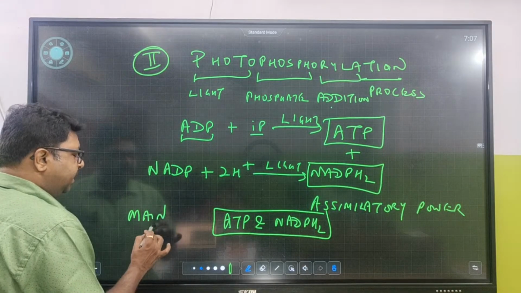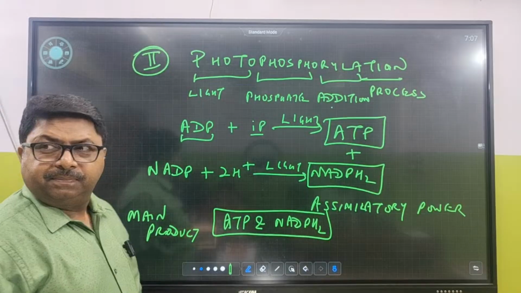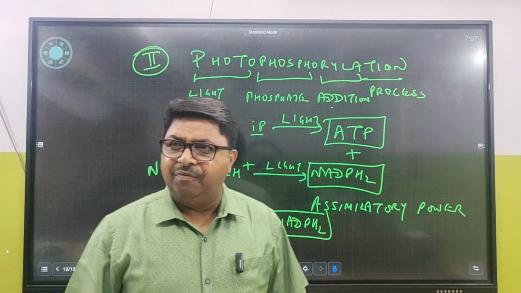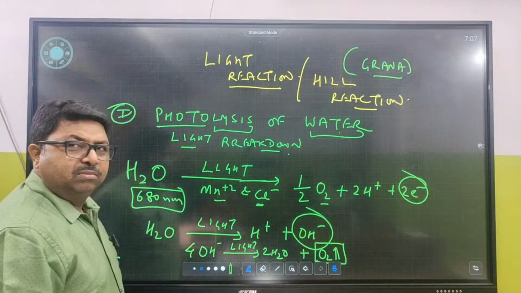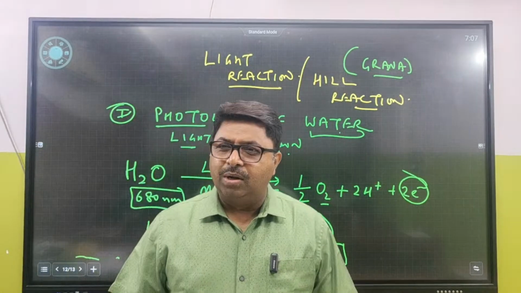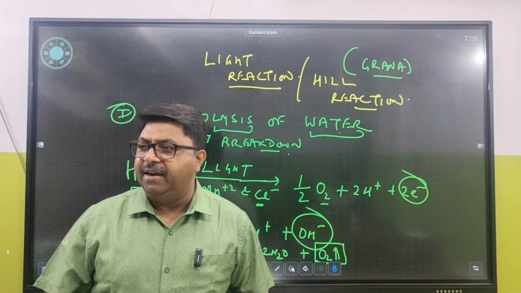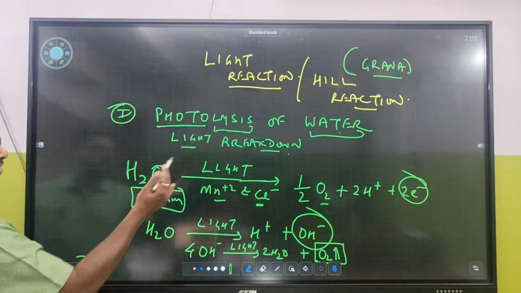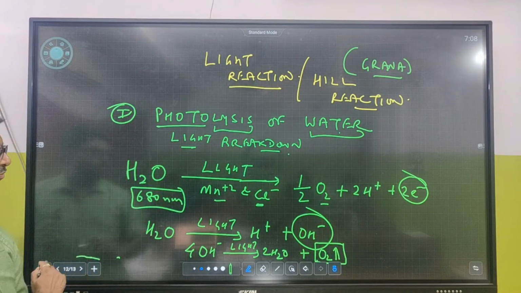Ankita, tell me, what is the byproduct of light reaction? O2 and water. But what is the main product? ATP and NADPH2. Very good. So this is the light reaction. Okay, you got the idea of what photophosphorylation is.